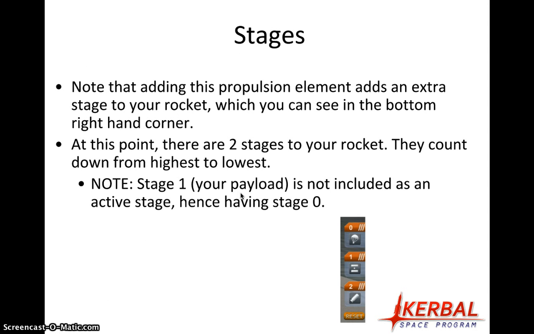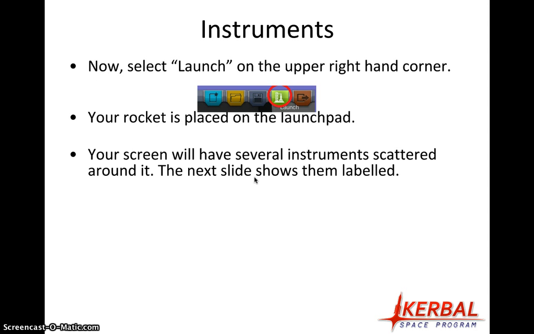Stages. Note that adding this propulsion element adds an extra stage to your rocket, which you can see in the bottom right-hand corner. At this point, there are two stages in the rocket. They count down from highest to lowest. Note, stage 1, your payload is not included as an active stage, hence stage 0. All right, instruments.